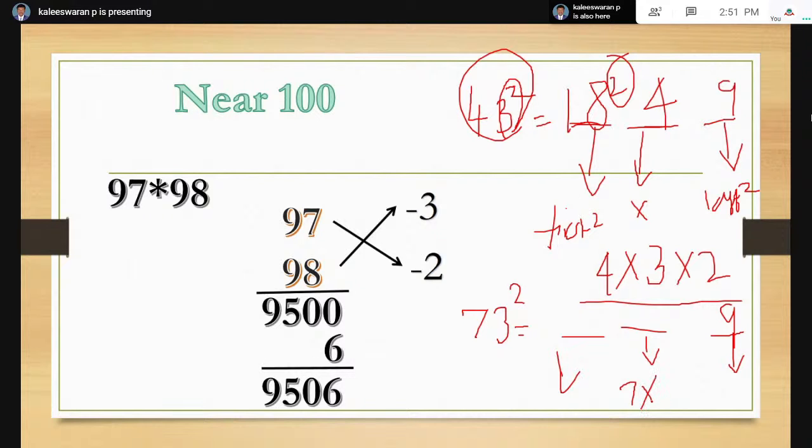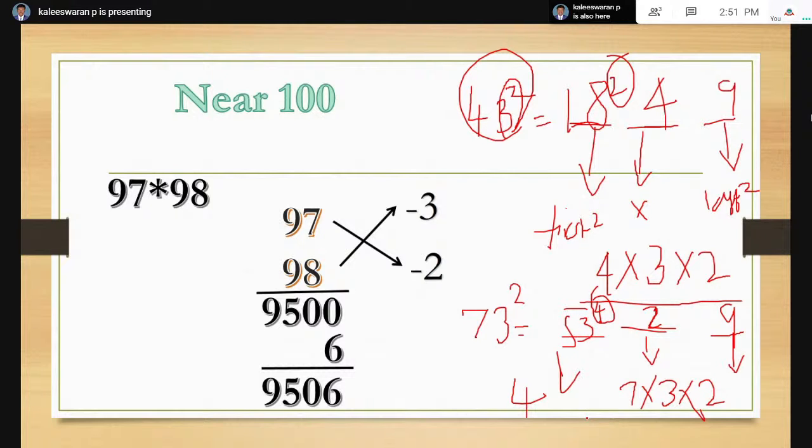What are the digits? 7 into 3, including the square value 2, should be multiplied. 7 into 3 equal to 21. 21 into 2 equal to 42. Remaining 2, and 4 is carry. And what is the last step? 7 square equal to 49. 49 plus 4 equal to 53.